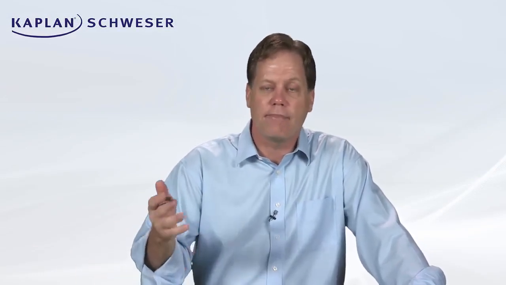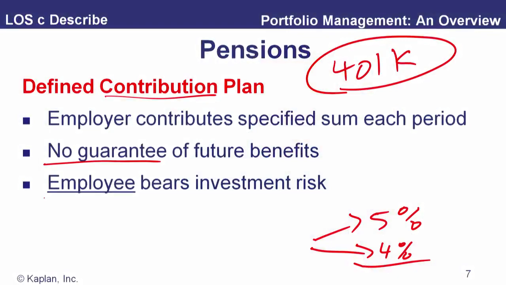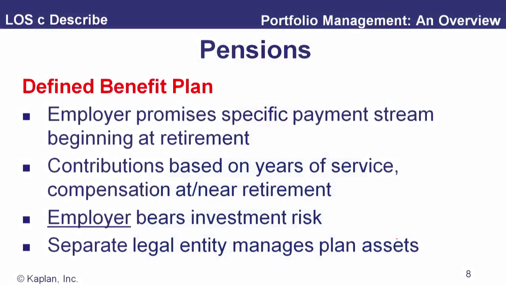So if you're making $10,000 a month and you save 5% and the company matches that with 4, then you're putting in $900 a month. And whatever that grows to when you retire, well, it's the employee that's going to bear the investment risk, not the firm itself. The firm meets their obligations when they make their contribution. It's a defined contribution plan. On the other hand, we also have defined benefit plans. And this is where the employer promises specific payments after you retire until you die. Usually there's some formula associated with this. It's based on years of service, your compensation at or near retirement, those types of things.